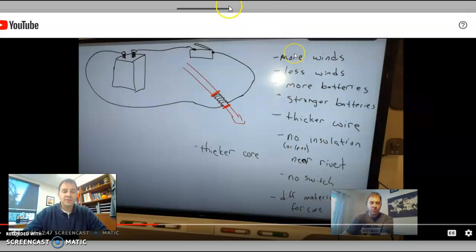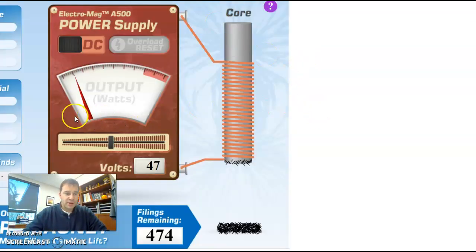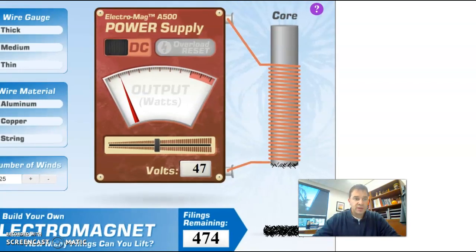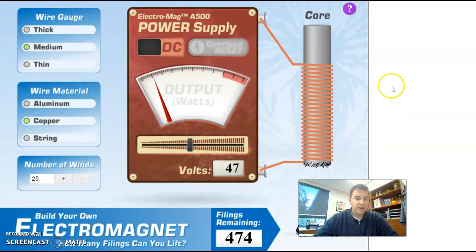Okay, so it was just a lot of discussion today, and then we played around with this, and I will link this online virtual electromagnet onto Google Classroom here for you so that you can play around with it. What it does, let me see if I can drag this over. There you go. You can see it all better.